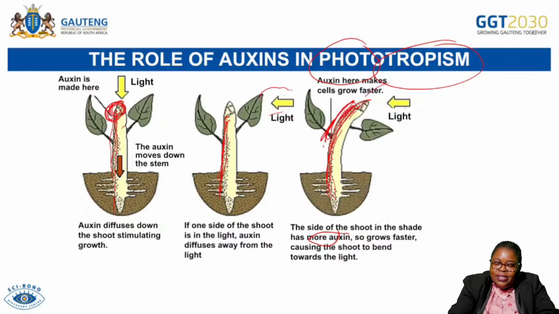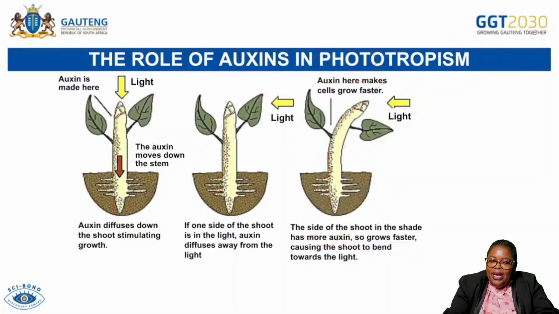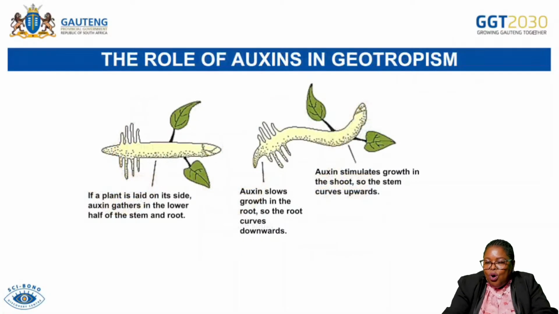So we are saying the stem together with the leaves are positively phototropic, meaning they grow towards, or in response to, light. Let us look at the role of auxin in geotropism, growth towards gravity.